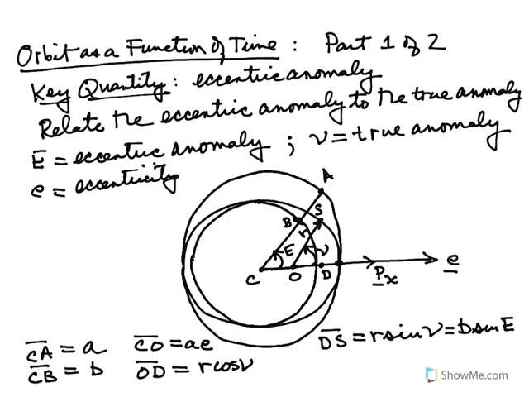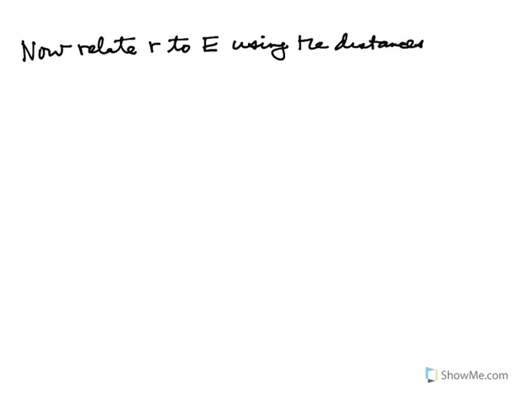Now, the last part of this is that you'll see that the distance from A to D, so I'm going to do AD, is equal to a times the sine of E. Now from here we can actually start relating r to nu. That's the first part of this. So now relate r to E using the distances shown previously.